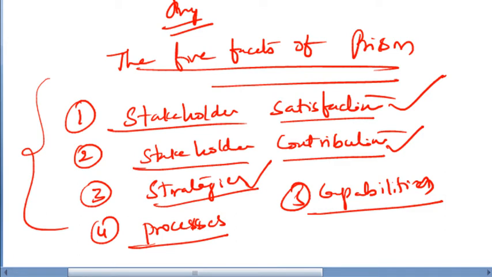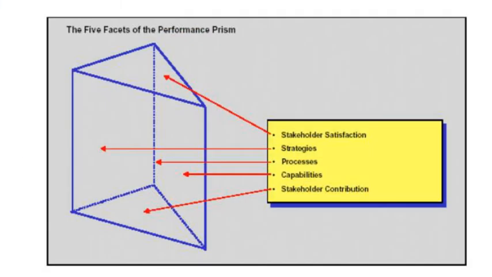Let me quickly go through a particular slide so that it will help you, right? Have a look at the slide. This is what is called the 5 facets of performance prism. As you can see, one is stakeholder satisfaction, the other one is processes, the other one is strategies, then you have capabilities, and then you have stakeholder contribution.